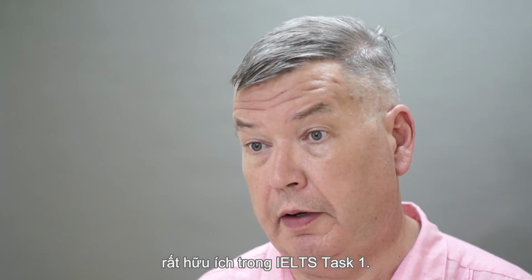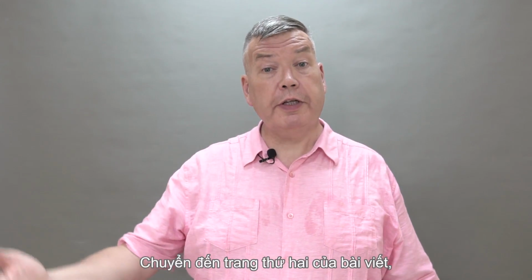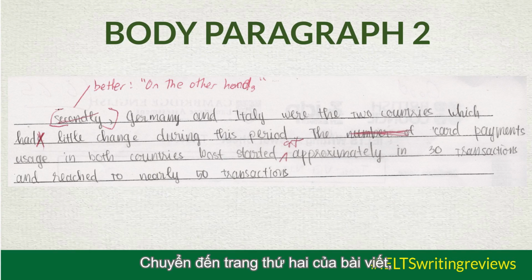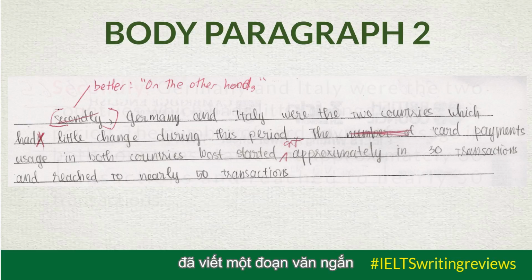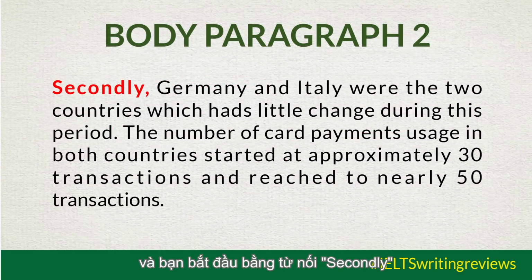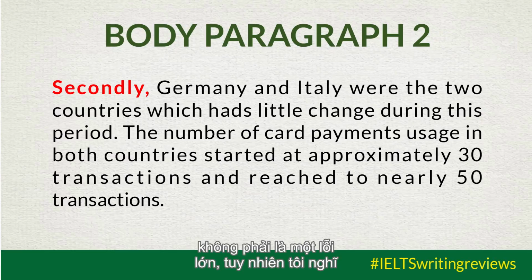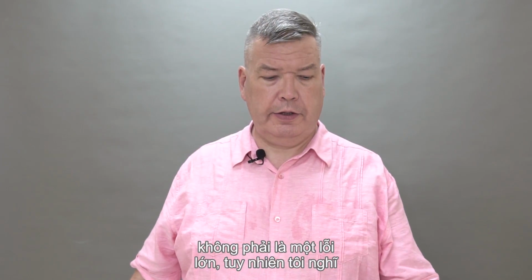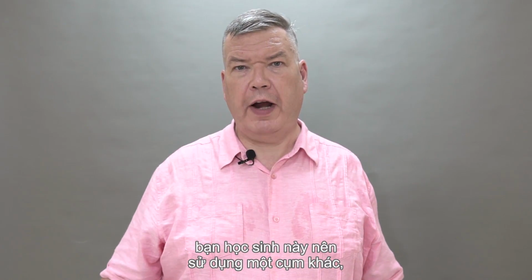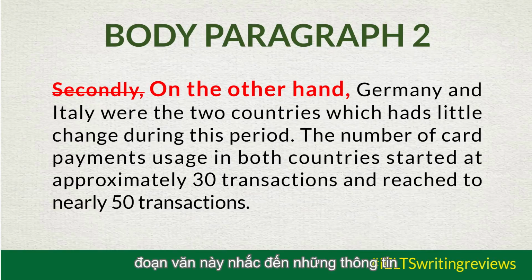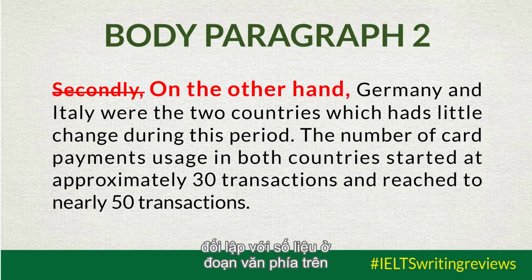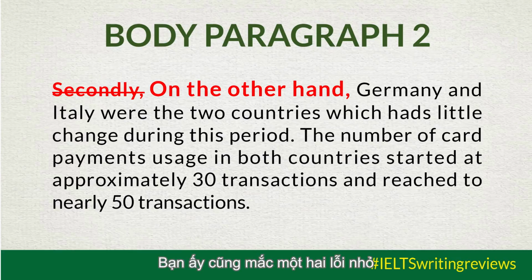So, moving to the second page of the student essay, you will see that the student wrote one short paragraph, and she started the paragraph off with the linking word secondly. And that's okay, it's not terrible, but I thought the student should use another phrase, for example, on the other hand, to show that the paragraph contained opposing information to the previous paragraph.